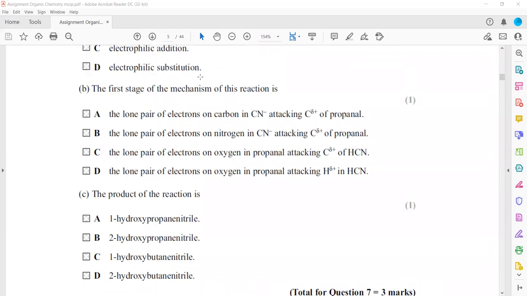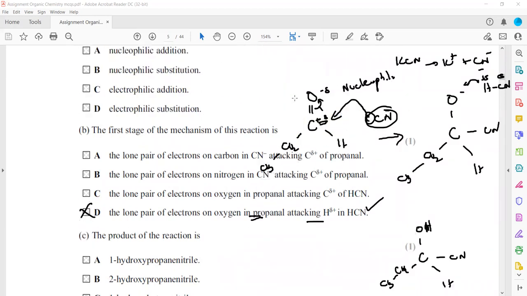Then the product of the reaction. So what is the product of the reaction? As we already completed, this is the product of the reaction, the last one. So when we name this, it is a carbon chain for us. So we have 1, 2, 3, 4. So second position, we have a hydroxy group. So it is 2-hydroxy.